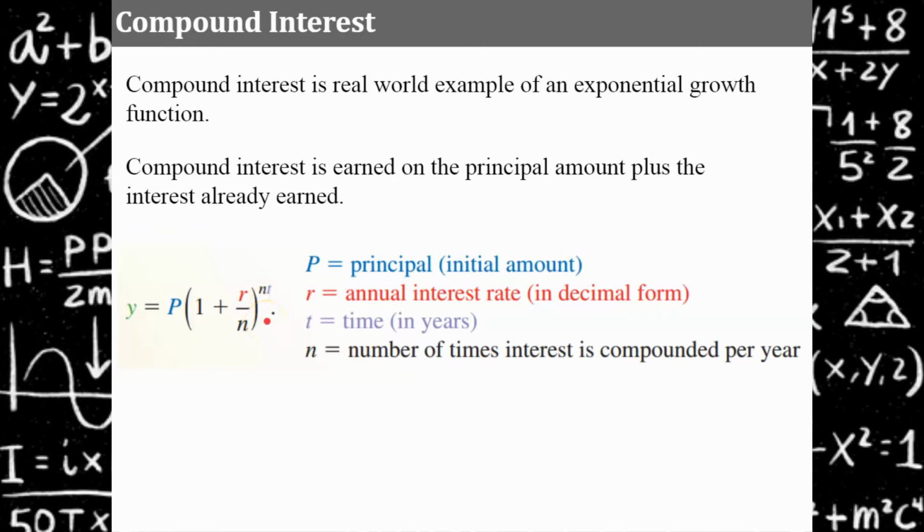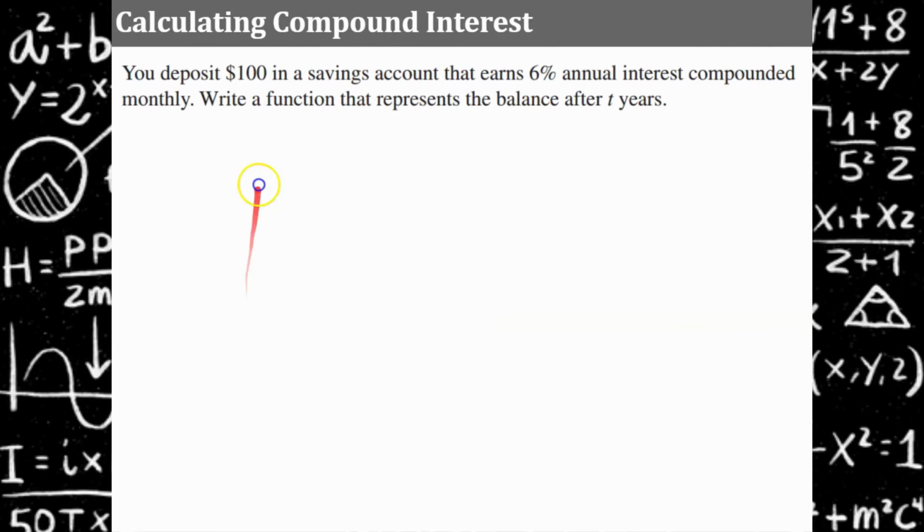All right, so I know this is a lot. Let's go ahead and apply it. So we're going to calculate this together. We're going to calculate compound interest on a savings account where you've deposited $100 into the account. And we're not going to touch it.